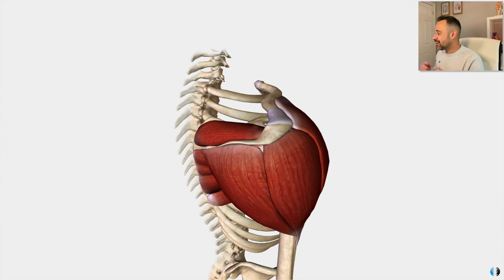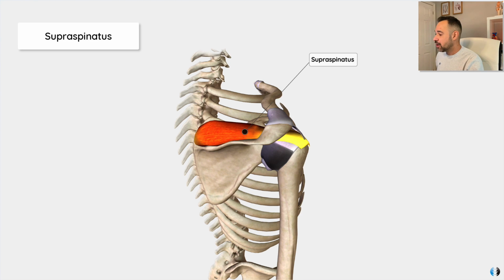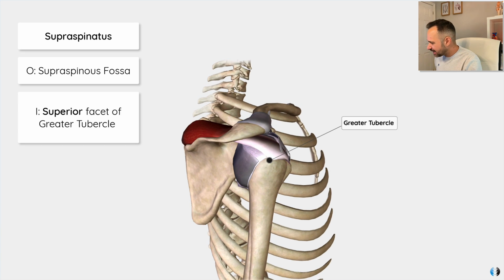So guys, here's our anatomy model. Now we have 4 rotator cuff muscles. Let's dive into these. So the first one is supraspinatus, and this muscle runs from the supraspinatus fossa of the scapula and inserts into the greater tuberosity of the humerus, and in particular the superior facet of that greater tuberosity.